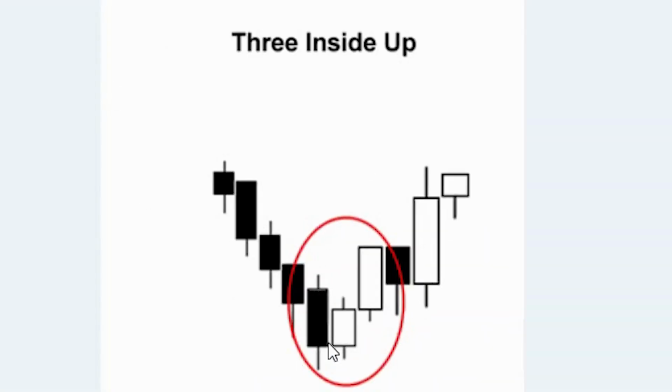So this is a three inside up. This is the first candle, a bearish candle. The second one is bullish, which closed at the midpoint, so just a little bit above it.